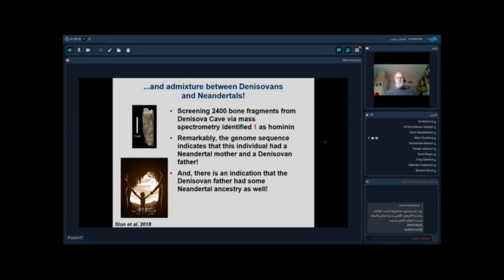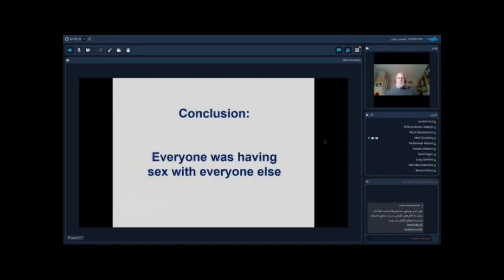So I think if you want to sum up what we've learned about human evolution from archaic genomes, it's this. Everyone was having sex with everyone else. And that's what characterizes human evolution.